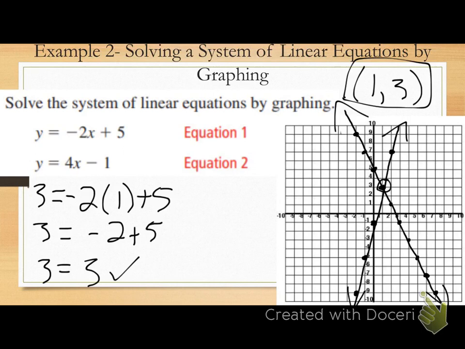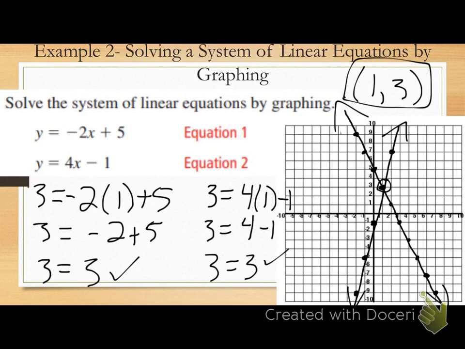Equation 2. Y value is? 3. X value is? 1. 4 times 1? 4. 4 minus 1. Does it work out for my second equation? Yep. So I can be certain that (1, 3) is my solution. Okay? Everyone okay with that?